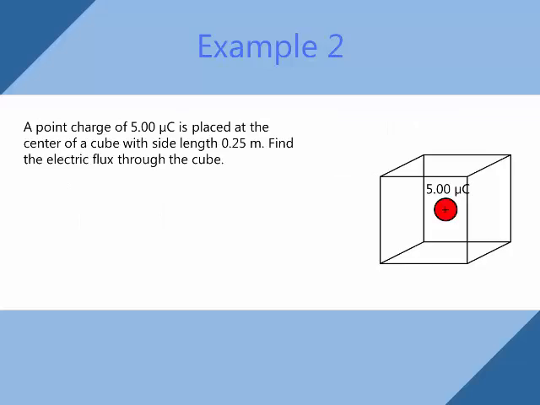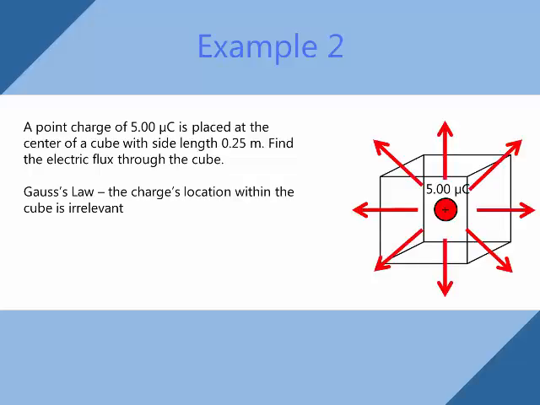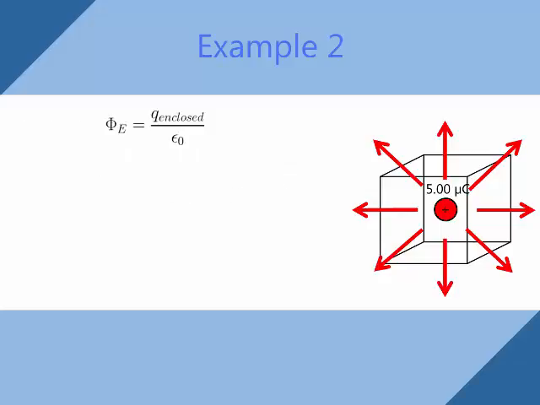In our second example, we have a point charge of 5 microcoulombs within a cube. The charge is placed at the center of the cube, but because of Gauss's law, as long as the charge is within the cube, where it is specifically does not matter. We can still calculate the flux through the cube. Using Gauss's law, we take the total charge enclosed, 5 microcoulombs, and divide by epsilon naught. Plugging in our numbers and solving, we have 5.6 times 10 to the 5th newton meters squared per coulomb of electric flux through the cube.